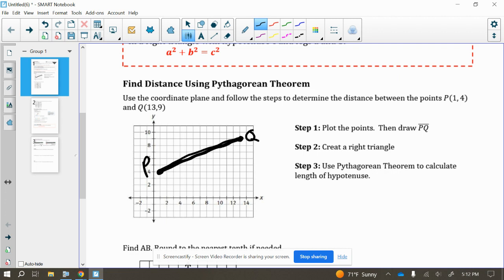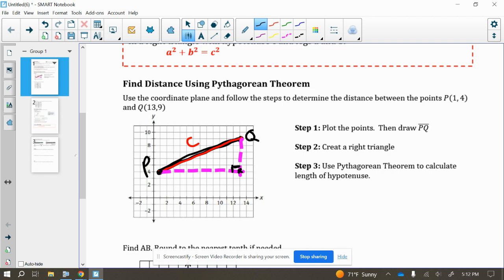Now what's going to happen is this is going to be our C. This is going to be the hypotenuse, and what we're going to do is draw in 2 legs to create this right triangle. And where they meet is going to be that right angle of our right triangle. And what we need to do then to find the length of those 2 legs is figure out the horizontal length.